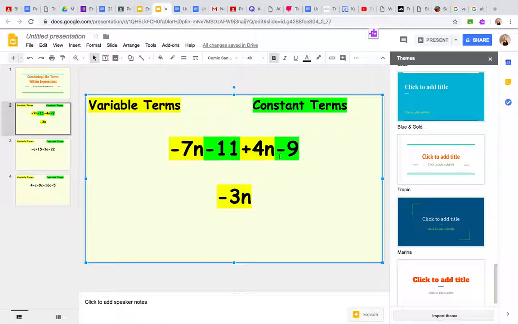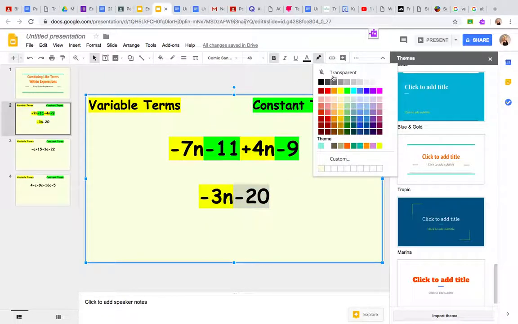The rule says that if you have two of the same symbols, then you're going to add them together, and you're going to keep the sign that they both have. That's when you're adding and subtracting integers. So the sign that they both have is a negative, and we're going to be adding them together. 11 plus 9 gives me 20. And I'm going to highlight that in green so that you can see that that is a constant term.